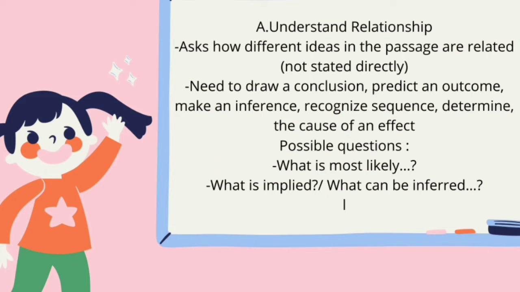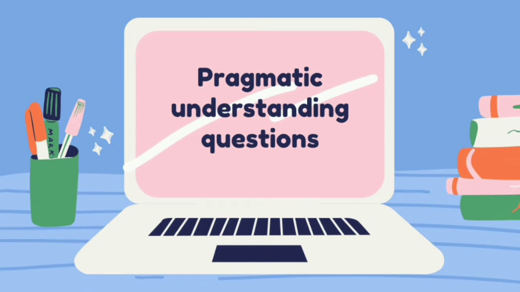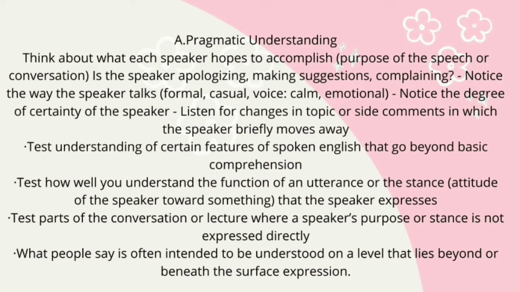And the next is pragmatic understanding questions. Think about what each speaker hopes to accomplish, or the purpose of the speech or conversation. Is the speaker apologizing, making suggestions, or complaining? Notice the way the speaker talks: formal, casual, voice, calm, or emotional. Notice the degree of certainty of the speaker. Listen for changes in topic or side comments in which the speaker briefly moves away.